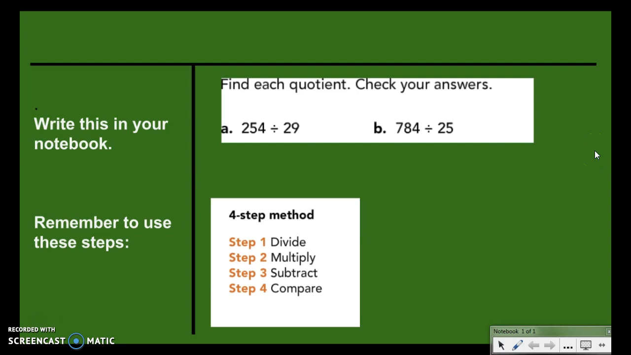Alright? Also, guys, whenever you see write this in your notebook, do not ask, do I have to write this in my notebook? Because it says right here, write this in your notebook.